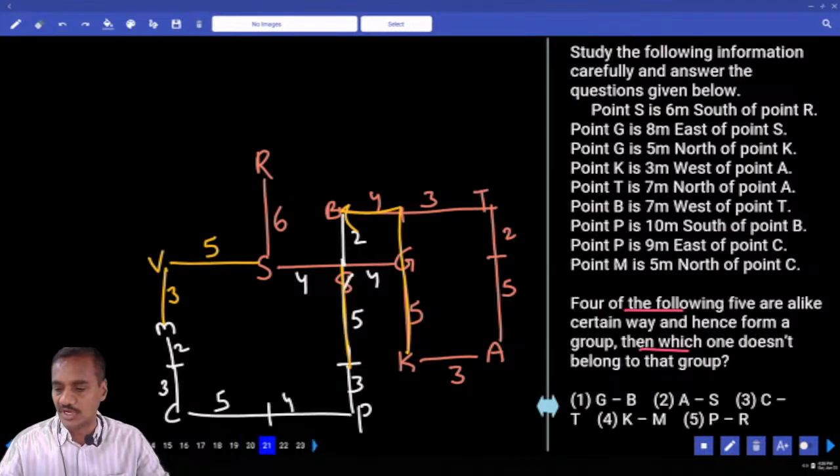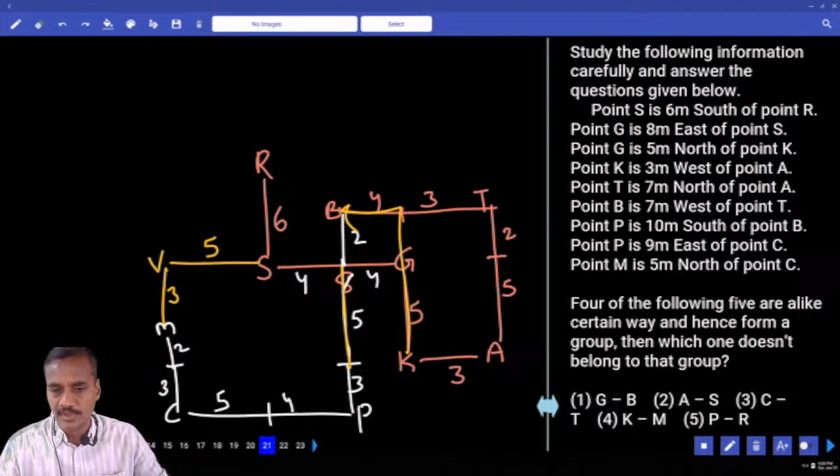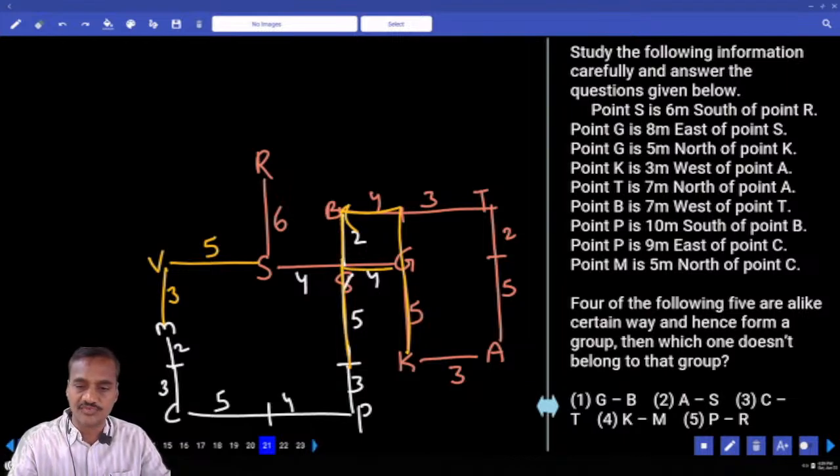Then the 21st, odd one out. G and B. Where is G? Here. Now G is to the southeast of B, right? A is to the southeast of... A is to the south. And C is to the southeast of T? No, C is to the southwest of T. Then what is your answer? Choice 3, question number 21.